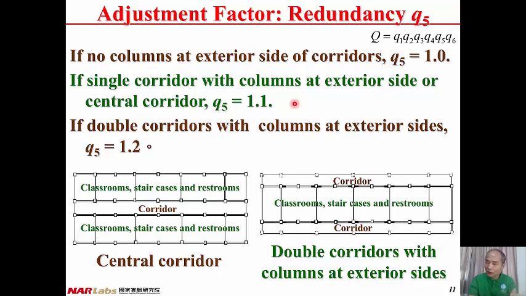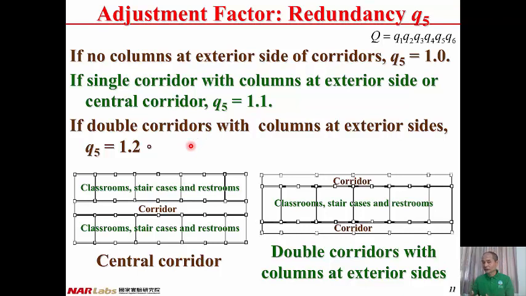If there's a single corridor, only one corridor, with columns at the exterior side, then there will be 1, 2, 3 columns in the transverse direction of the corridor. Then Q5 equals 1.1. Or we have a central corridor, and to both sides of the corridor there are classroom and staircase and restroom. Then transverse to the corridor, there are totally 1, 2, 3, 4 columns. The redundancy is good. Then we have Q5 equal to 1.1.